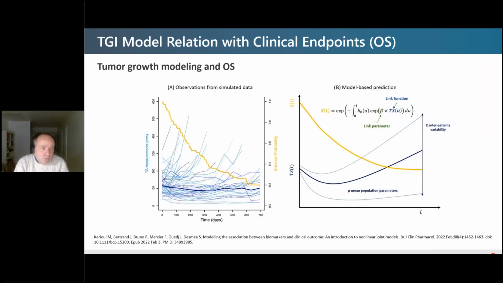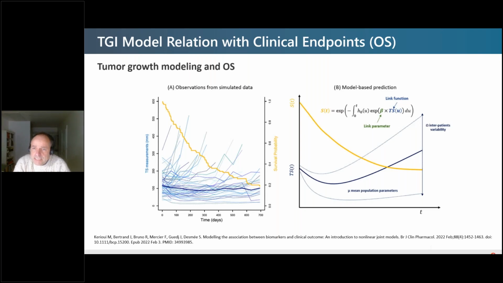The next step, once we define a tumor growth model, is to relate the output of this tumor growth model with a clinical endpoint of interest. In our case, it would be overall survival. On the left is the tumor growth profile and tumor size profiles that we observe, together with the Kaplan-Meier plot. What we want is to relate this tumor size with the probability of survival at every time. This is what is represented in the equations. Those will be the only equations that we will have in this presentation.